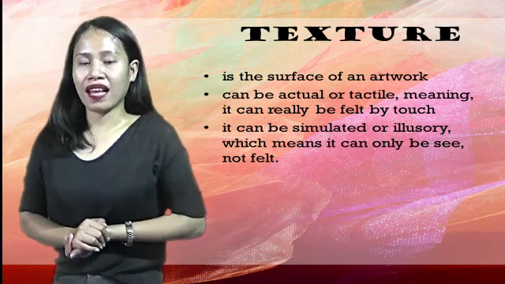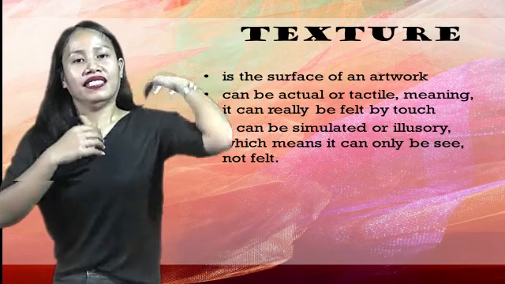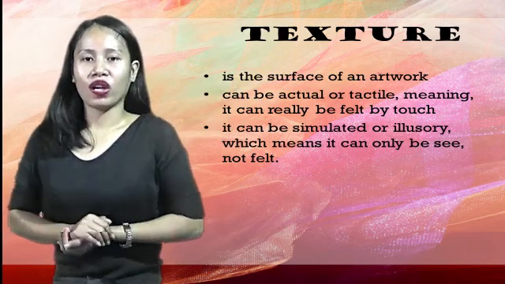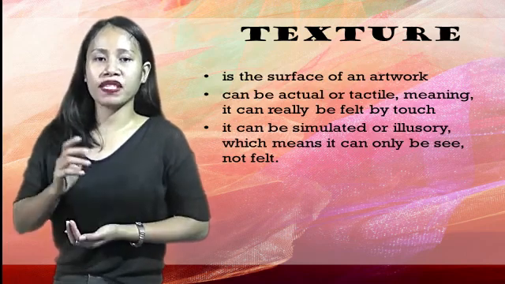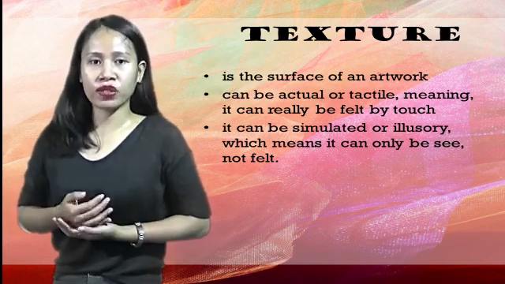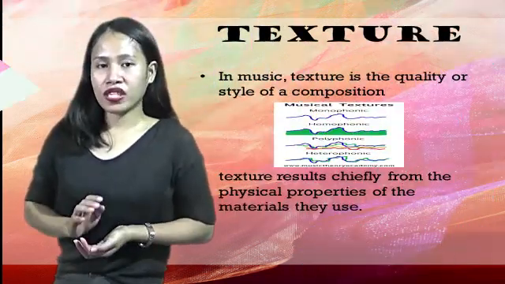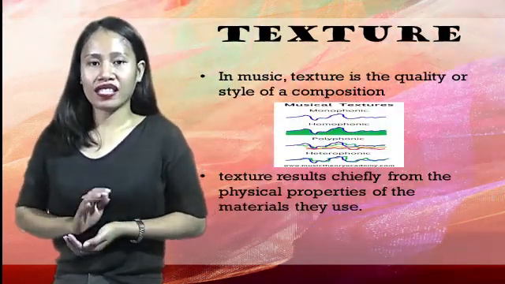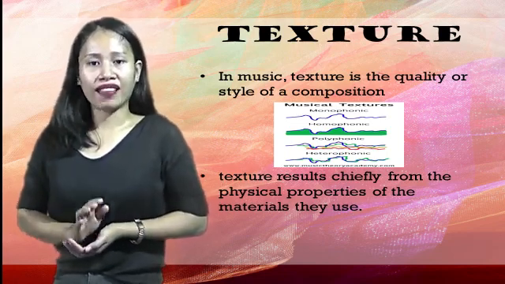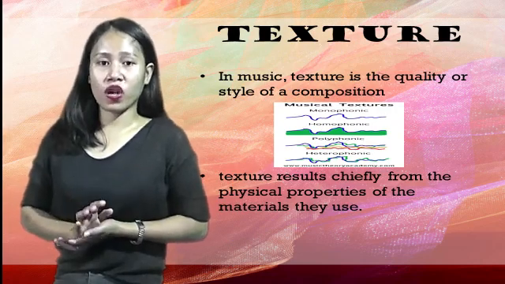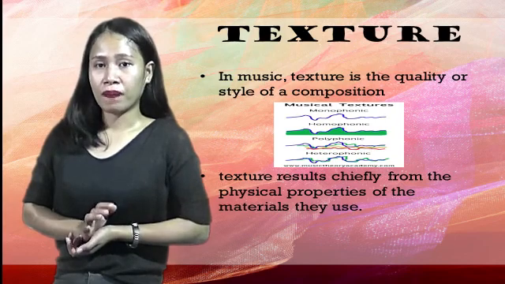And lastly, we have the texture. Texture is the surface of an artwork. A texture can be actual or tactile, meaning it can really be felt by touch, or it can be simulated or illusory, which means it can only be seen, not felt. In music or writing, texture is the quality or style of a composition. For the sculptor and the architect, texture results chiefly from the physical properties of the materials they use.